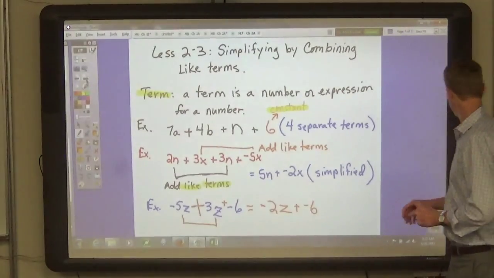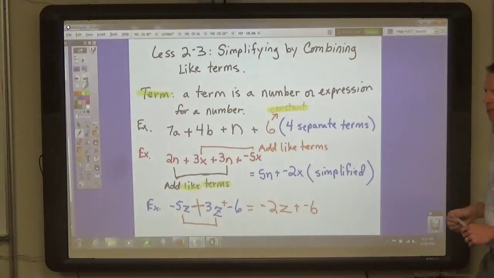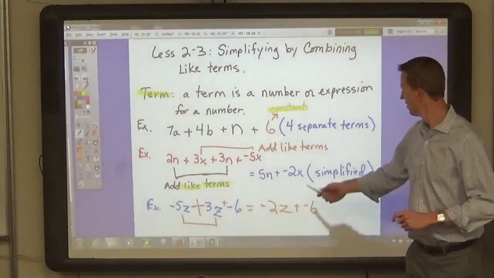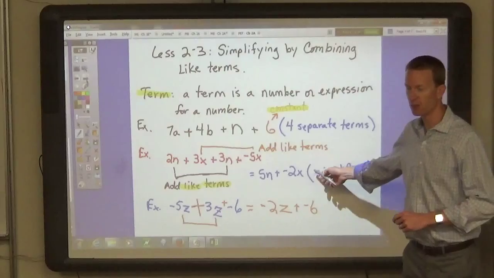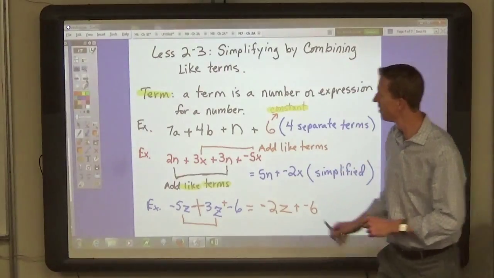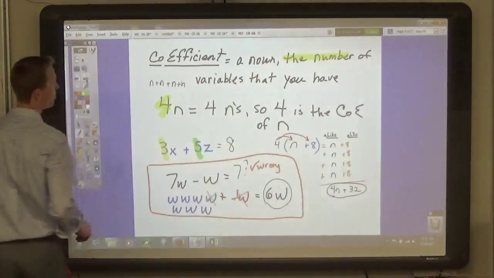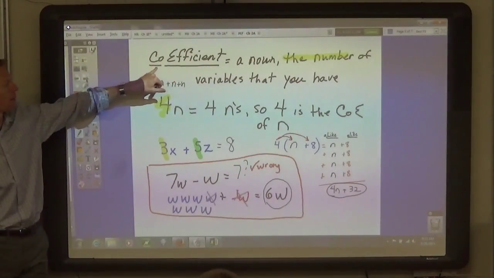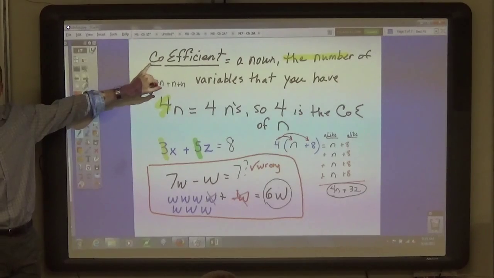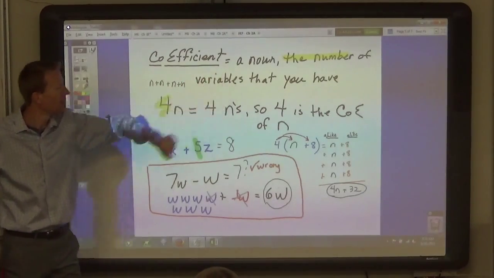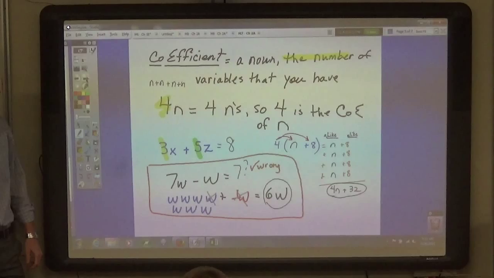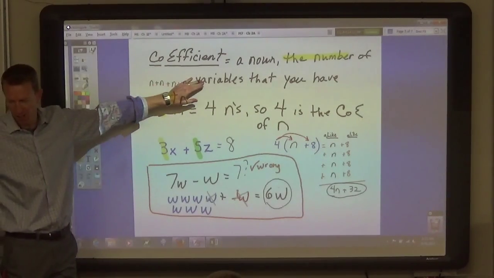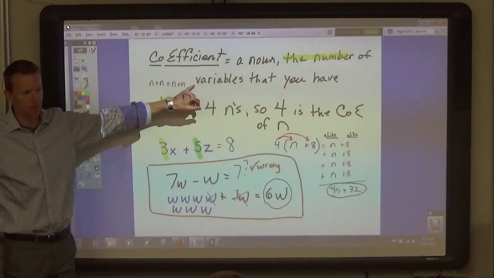Okay? Adam, what's it called when you put those terms together? It's called a simplified term. Yes, simplified. The expression is simplified. All right? Let's go on. There's another term in here. Start writing this down. This term is called the coefficient. The coefficient. You're going to hear this word a lot in algebra. Coefficient.